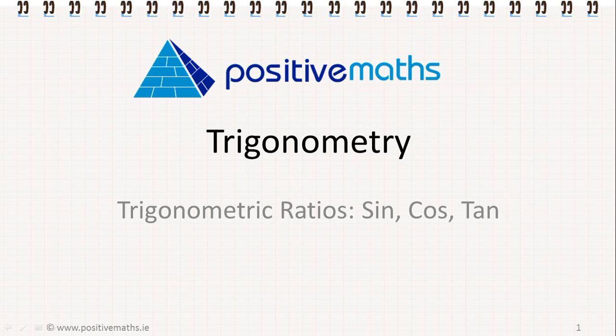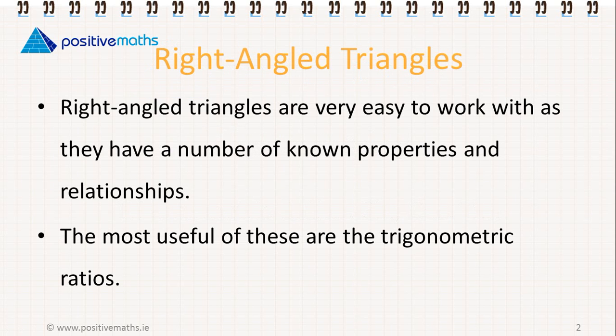In this video for Positive Maths, we're going to go through the basics of what we need to know for trigonometry. So first of all, we're going to be dealing with right angle triangles. They're very easy to work with as they have a number of known properties and relationships. And the most useful of these are the trigonometric ratios.